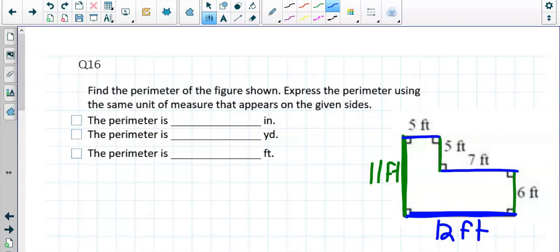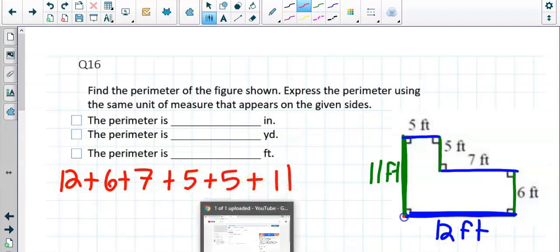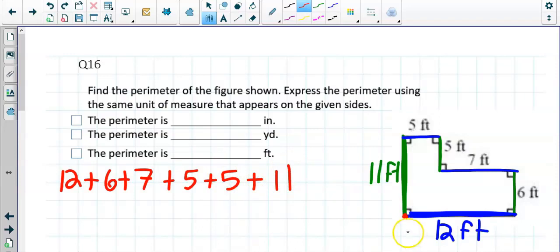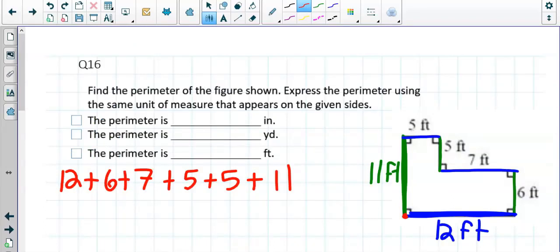And now you have everything to find your perimeter. Again, all you're going to do is take a walk. So we're going to take 12 plus the 6 plus the 7 plus the 5 plus the 5 plus the 11, which brings us back to that piece. All I did was take a walk around my shape, starting at that corner. So 12 plus 6 plus 5 plus 5 plus 7 plus 11. I believe that's all my numbers. Let me double check. Yeah, I just moved the 7 over down there by the 11. So, yep, I got everybody.